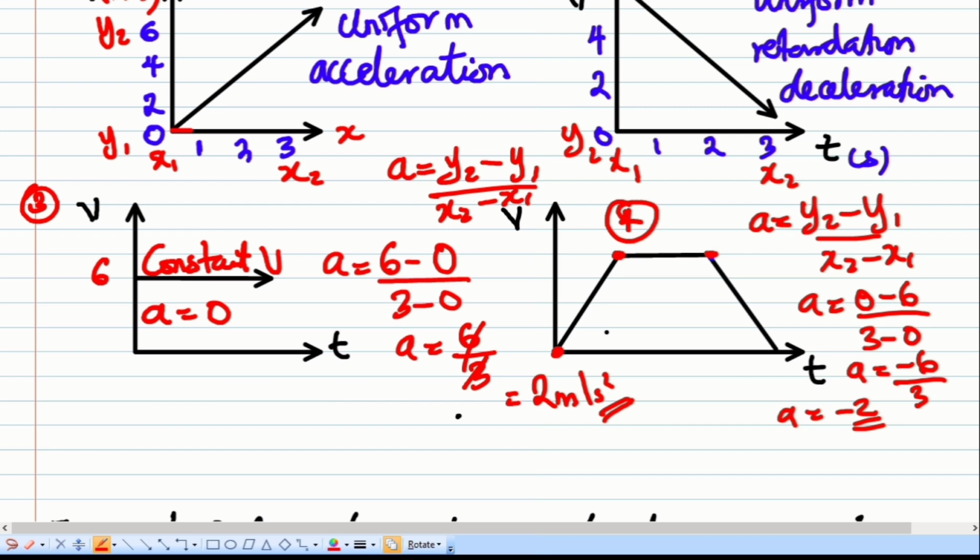So let me just put the signs. Let me call these points A, B, C, and then D. Along AB, acceleration is positive, since it's speeding up. Along BC, acceleration is 0. And then along CD, acceleration is negative since the car is slowing down and coming to rest.